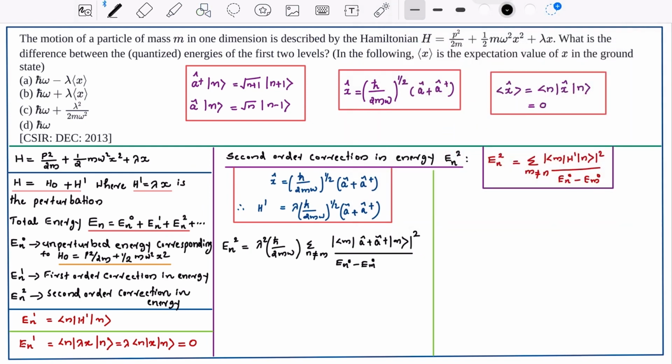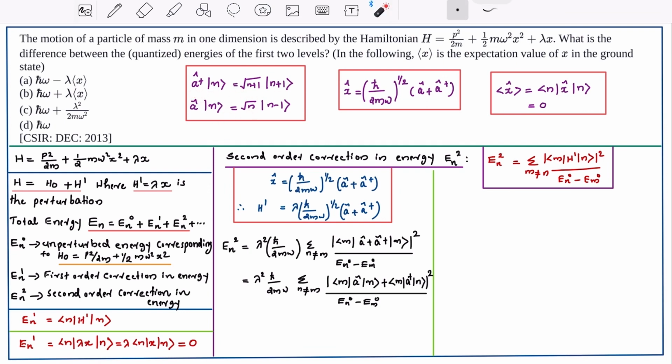Now let us separate the term and write En2 is equal to lambda square h cross by 2m omega sum over n not equal to m, modulus m a n plus m a dagger n whole square divided by En0 minus Em0. Now what happens when a operates on n? When a operates on n, you will get root n, n minus 1. Similarly, when a dagger operates on n, you will get root of n plus 1, n plus 1.